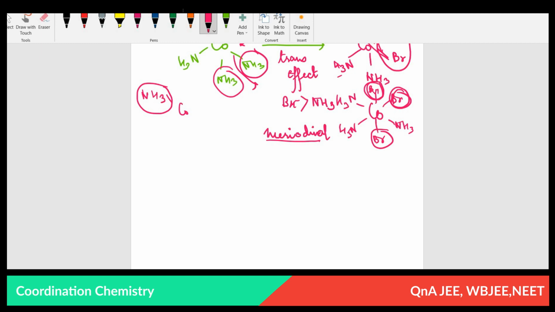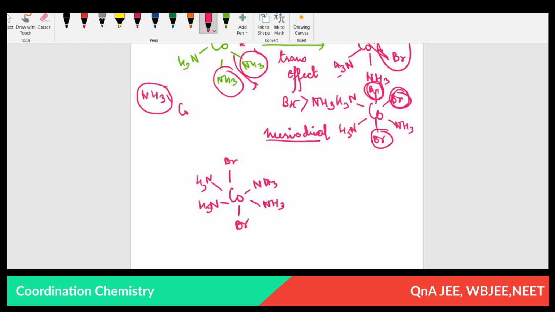Now let us check the next option. Okay, let us just begin with the trans isomer and we'll see how it goes. Alright. So trans isomer meaning all the ligands will be opposite to each other. Right. So let's just put the two bromine opposite to each other. NH3, H3N, like that. Alright. So the bromine and the ammonia are opposite to each other.